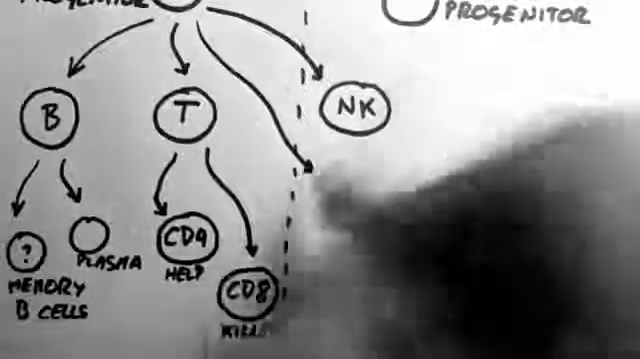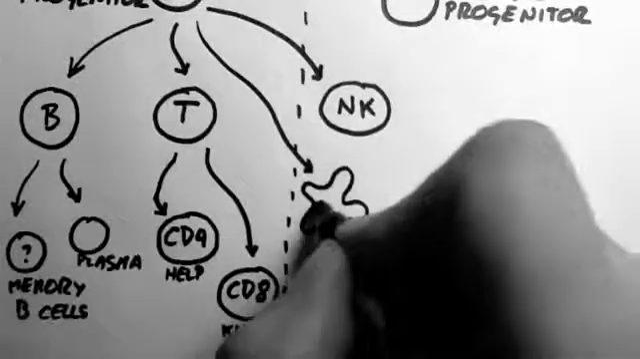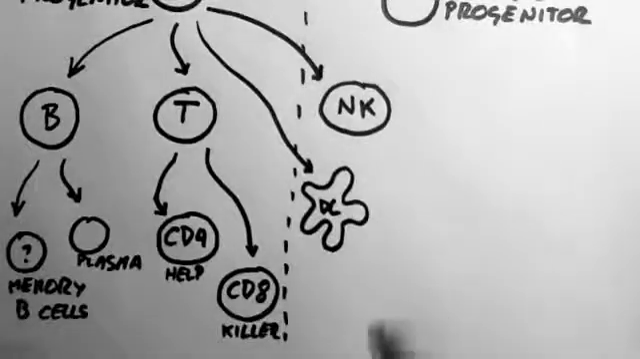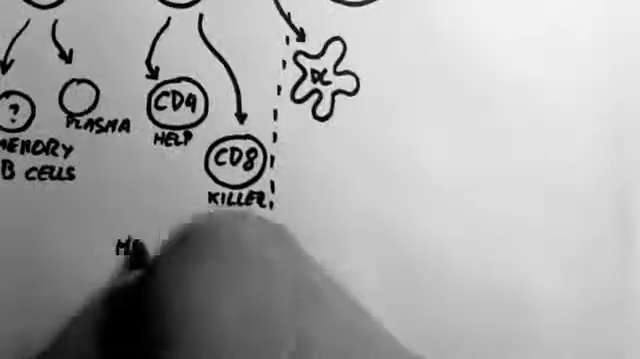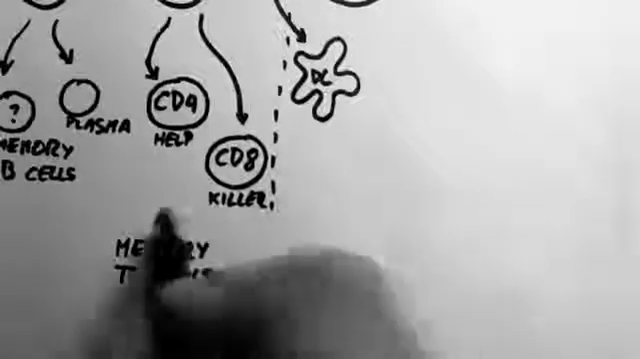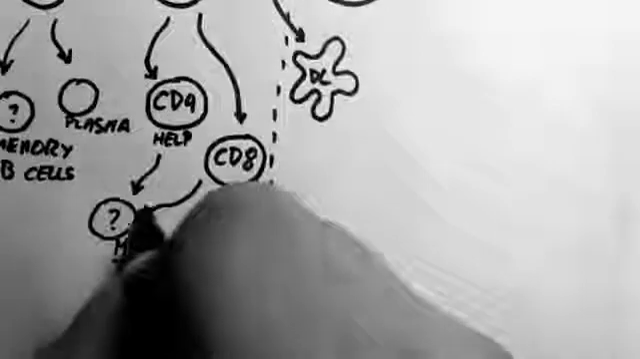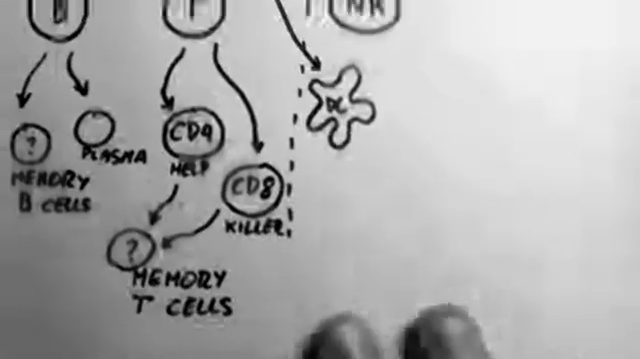Now an element that's not really part of either system is a dendritic cell, and that can be produced from the lymphoid progenitor cell. Then from either type of T cell, you can get memory T cells of that type. So that's the adaptive immunity. Let's have a look at the innate immunity.